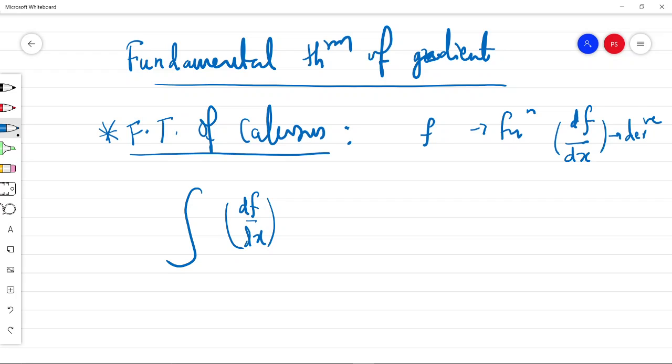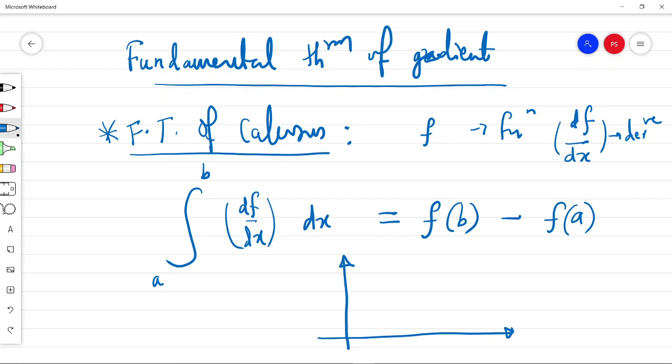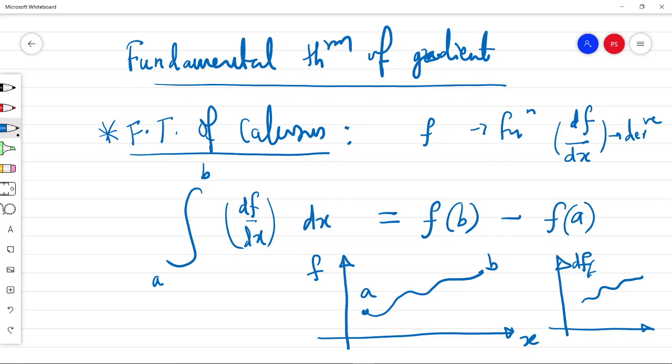And if we integrate the derivative of this function with respect to x from some lower limit a to upper limit b, the value of this is just equal to the difference between the values of that function at the boundaries. So if we look at it in a graphical manner, suppose this is a function f of x and we start from a to b, and suppose accordingly there is the graph of df by dx as a function of x.